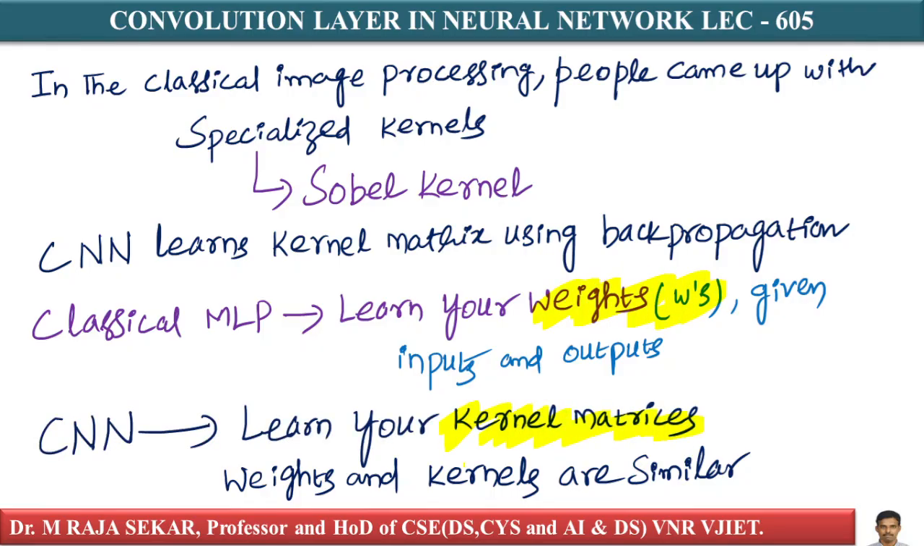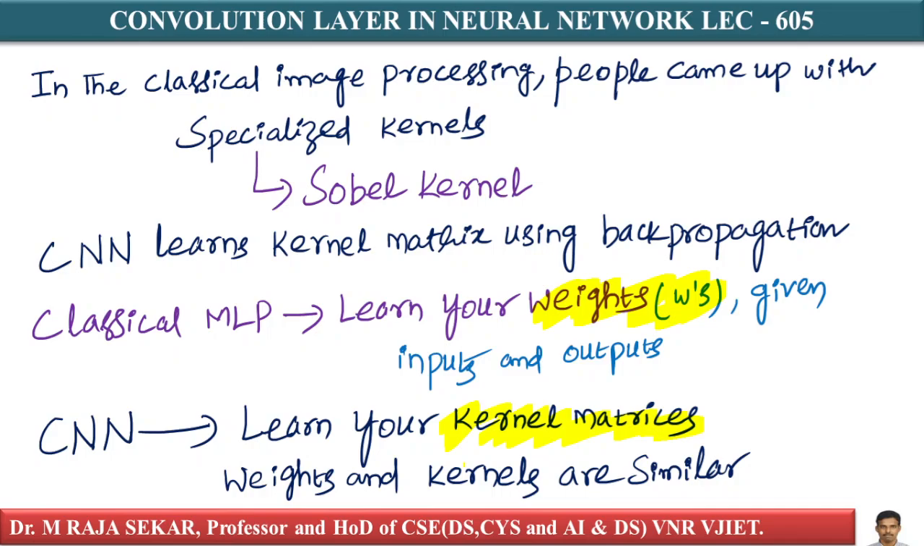Yes, in CNN, you learn kernel matrices. This is important. In the context of CNN, we learn kernel matrices, and they are very similar to weights. Your weights in a classical multi-layer perceptron are similar to kernel matrices in convolutional neural networks.